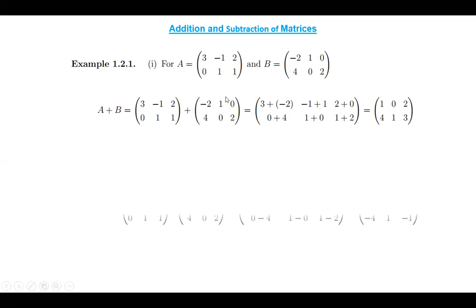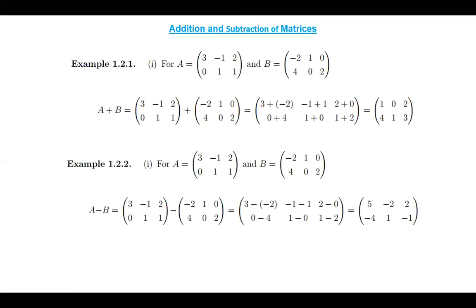The same applies to subtraction. When you're subtracting two matrices, you subtract them according to their corresponding entries. So when you look at 3 minus -2, you subtract this -2 from that 3. It's just the same as writing 3 minus -2. This is what you are seeing here. When you work it out, you get 5 there.